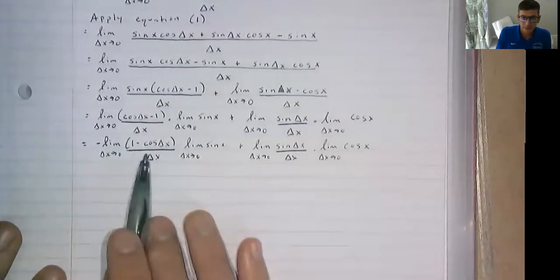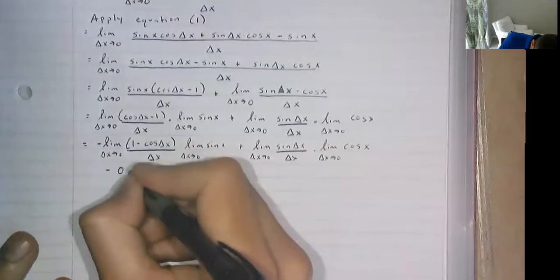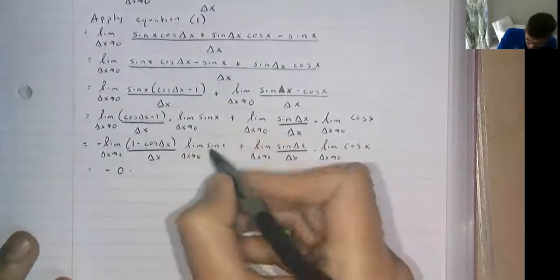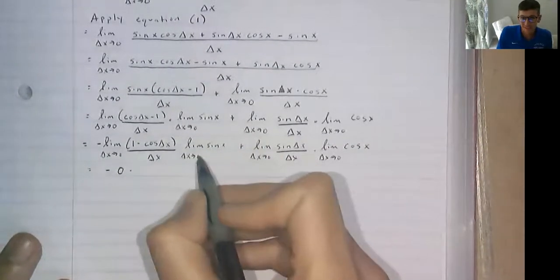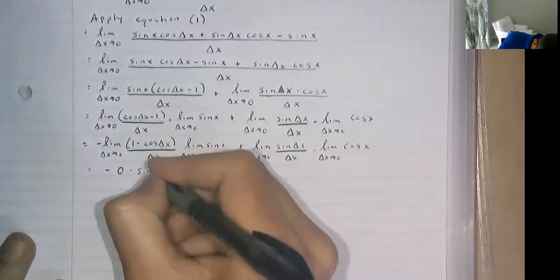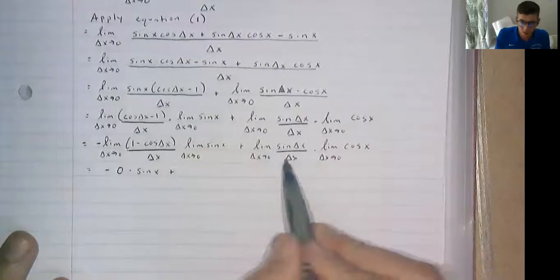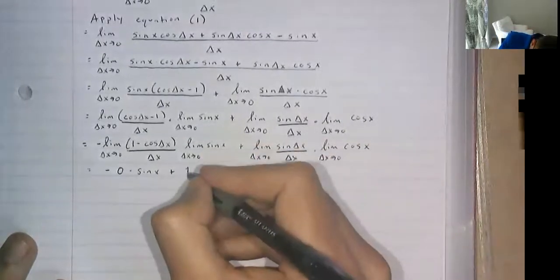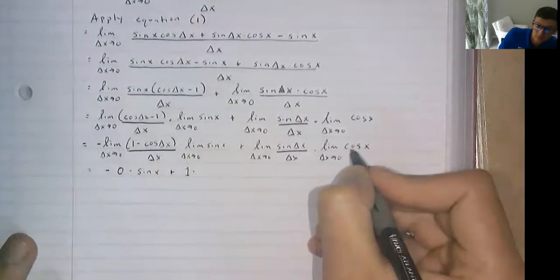This is an identity, and we know that this is 0. It becomes negative 0 times the limit of sine of x as delta x goes to 0, which is the sine of x, plus this limit is 1, and this limit is cosine of x.